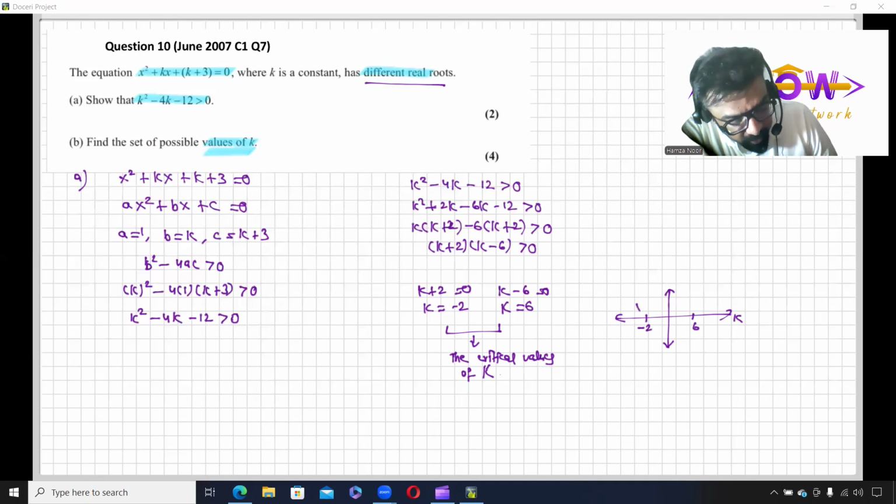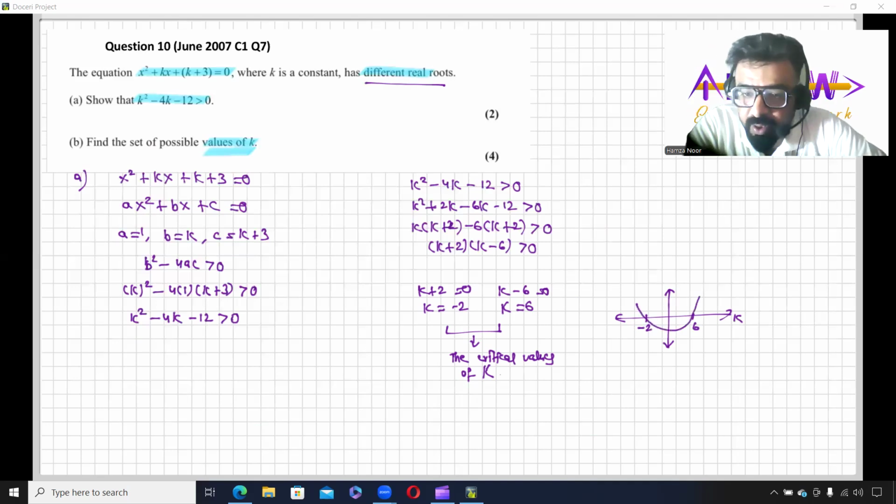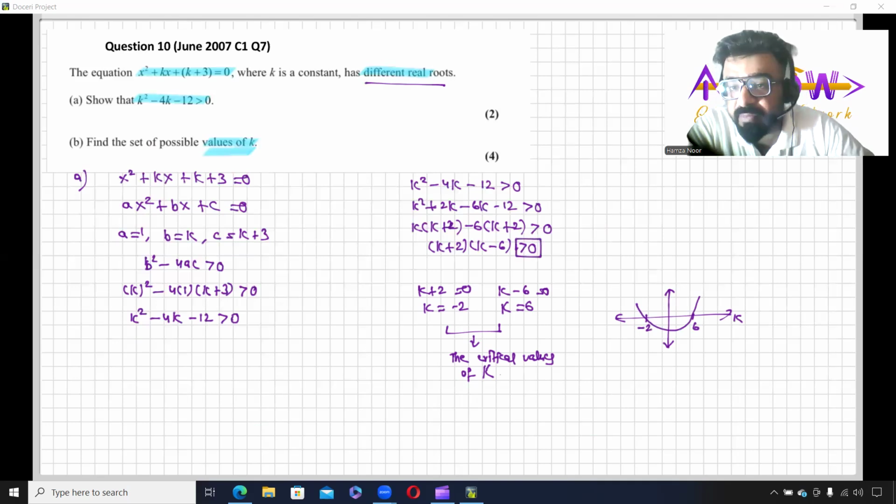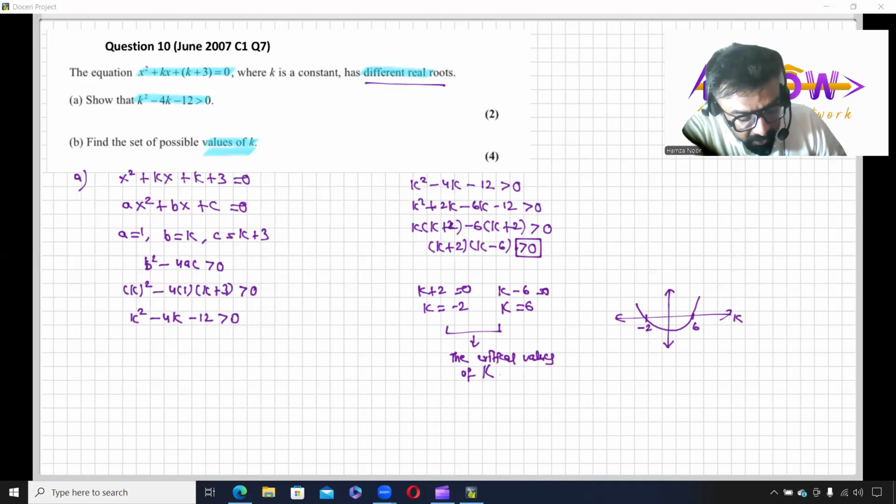Okay, so therefore we have sketched it like this. Since the inequality is greater than 0, this means that the region above the horizontal axis, above the k-axis, would be shaded. So the region which is bounded by the quadratic graph and the horizontal axis will be shaded.